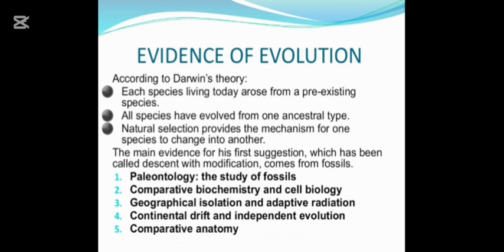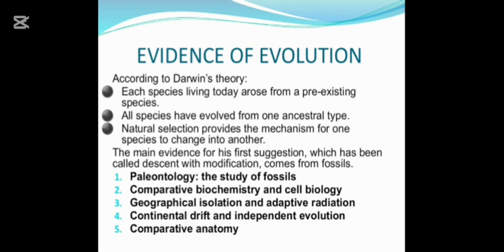According to Charles Darwin's theory, each species living today arose from pre-existing species, and this is very common. I think you've read it all over your schools. You have looked at this. All species have evolved from one ancestral type. Natural selection provides a mechanism for one species to change into another.